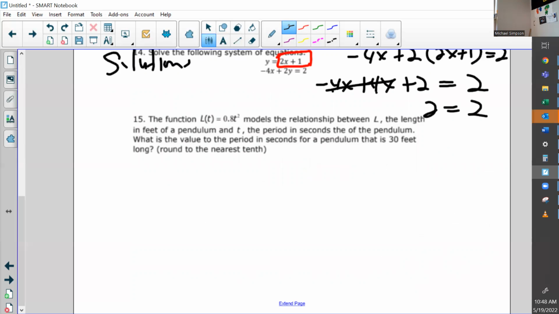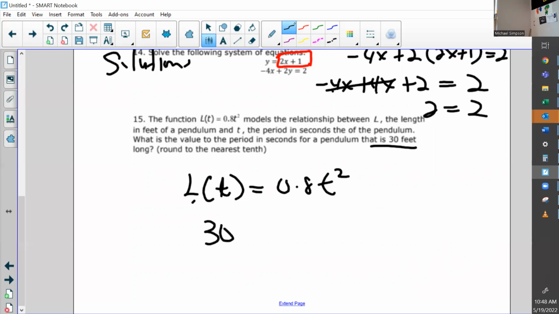Okay, this one gives you the function L of t is equal to 0.8 t squared. And they want to know, what is t when L is 30? The pendulum length is 30 feet. So what is t? All you have to do is replace L with 30. So I'm going to replace L with 30. It tells you when L is 30, right? What's the time? So 30 is equal to 0.8 t squared.